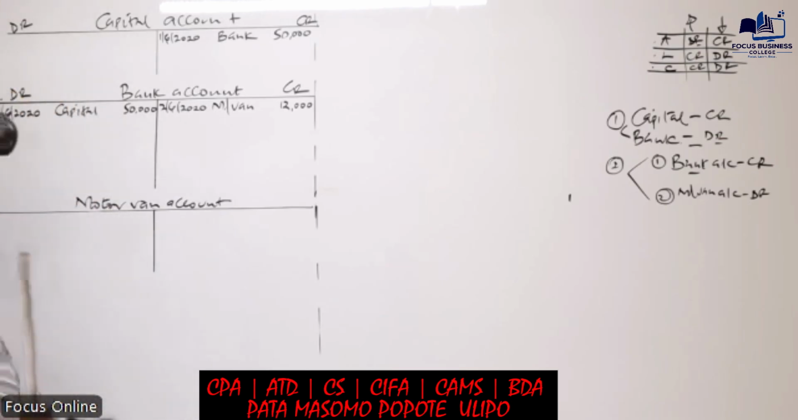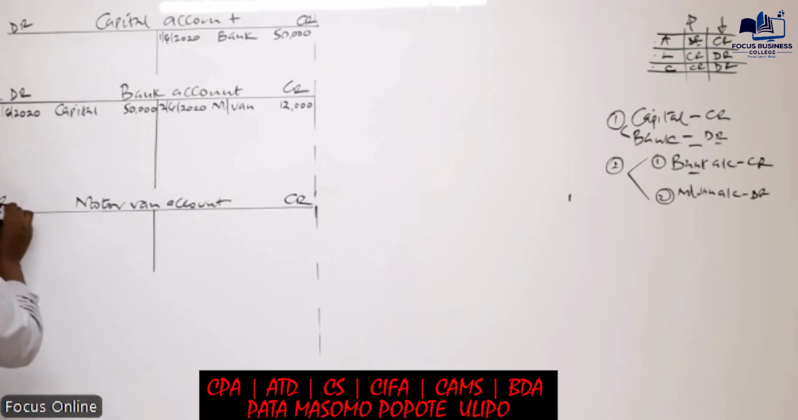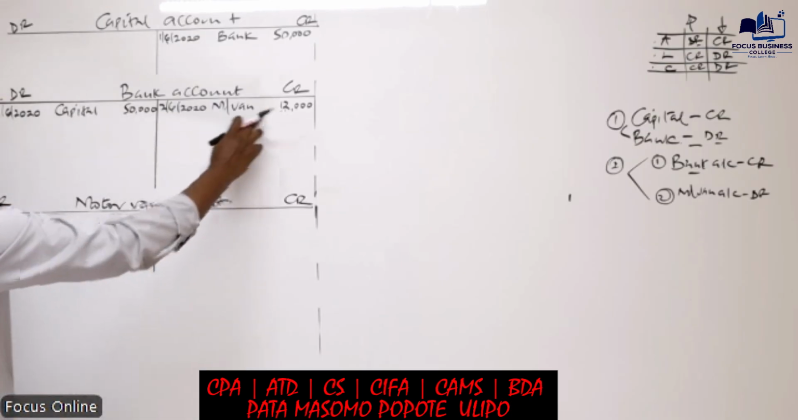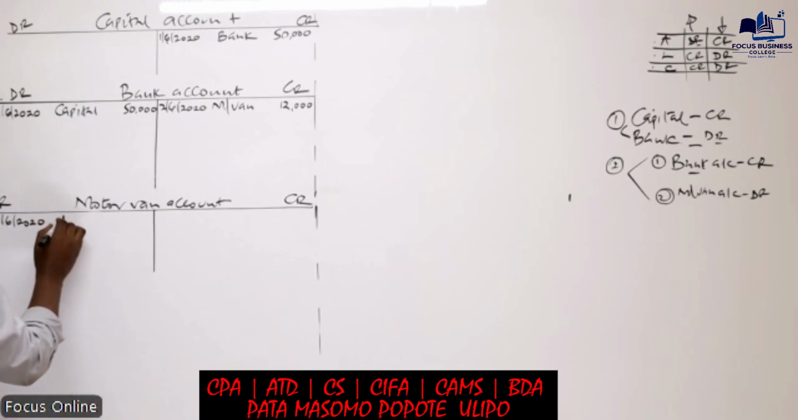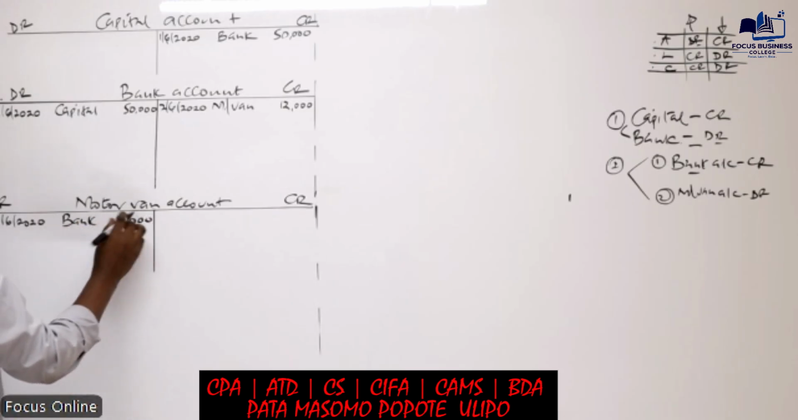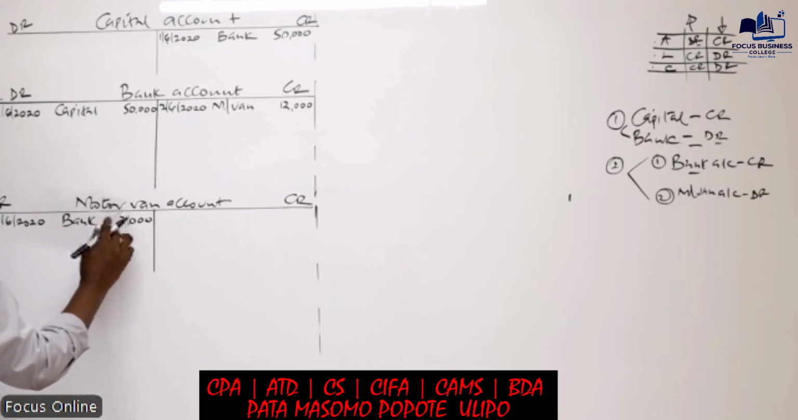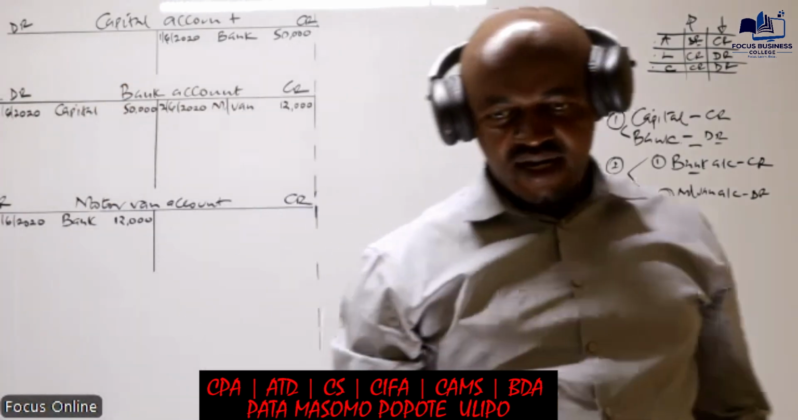This account here, remember, is our credit side and this is our debit side. This account has been credited, so automatically we debit this on 2nd of June 2020. In the details, we write the name of the other account being affected, which is basically bank. The amount is 12,000. So we are done with that transaction.